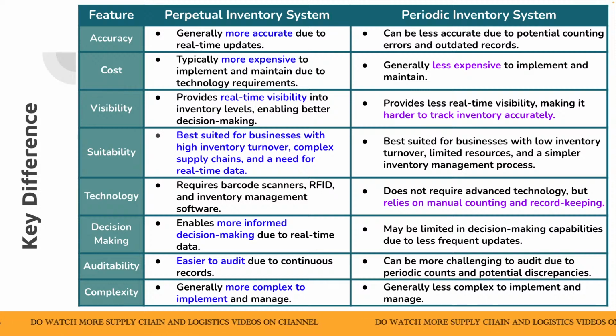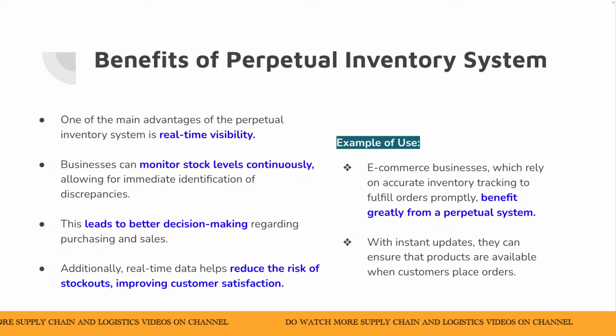So these are basically the key differences we have checked right now. We now have a fair idea about what perpetual and periodic are. Let's talk about the benefits. What's the benefit of a perpetual inventory system? The first is real-time visibility. That's the key USP of it. If you have a perpetual inventory system, it is going to give you real-time visibility.